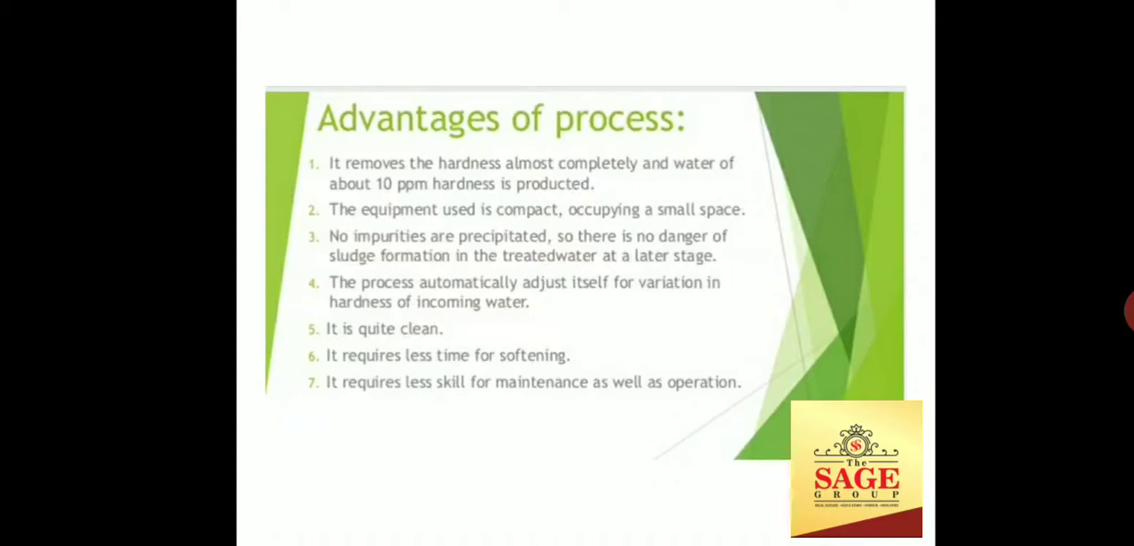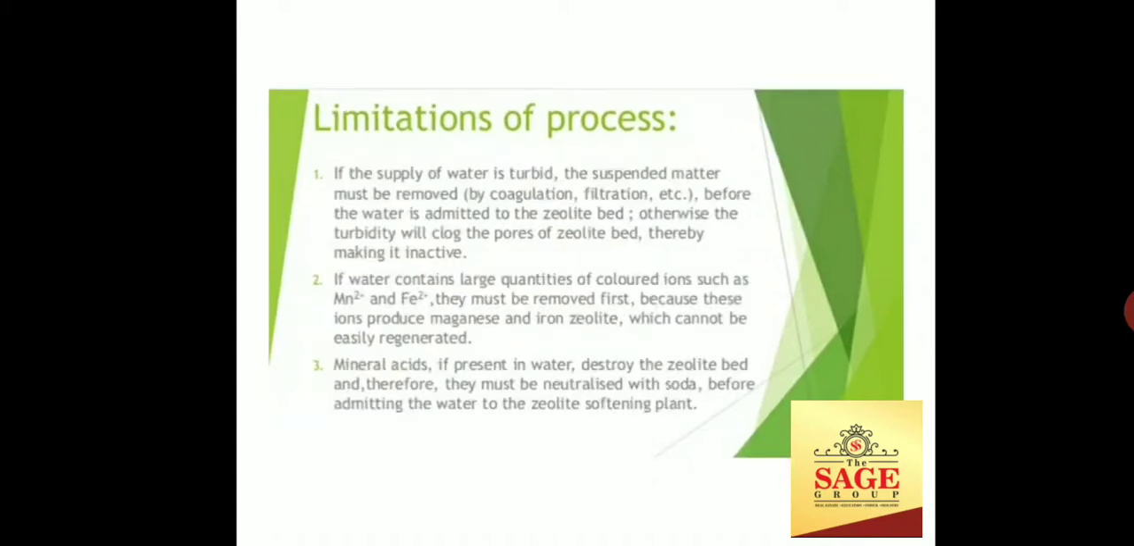Okay, now let us discuss some of the limitations of this process. One limitation is that if the water is turbid, if some suspended impurities are present in the water, then that impurity should be removed prior to pouring the water into the zeolite process, because it clogs the zeolite bed. So first we have to remove the turbidity, and then the water is poured onto the zeolite.